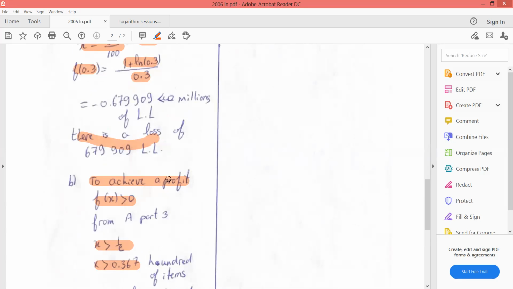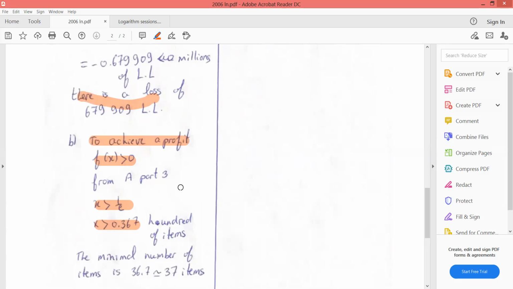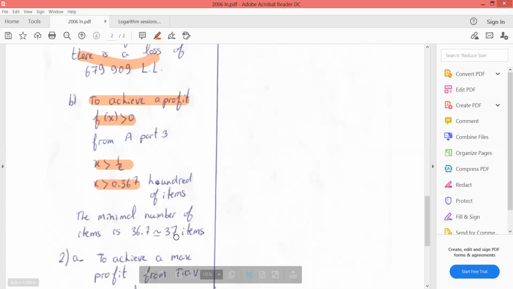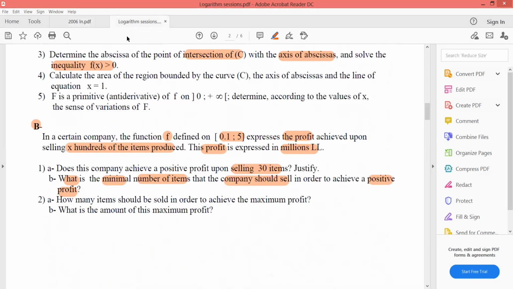367? No, it is in hundreds. 36.7. Can I say we have to produce 36.7 items? So the minimum number of items is 37 items. I multiply it by 100, yes? The unit is in hundreds. Yes. Okay. It's okay. Any questions? No. Okay. Did you write it? Yes.